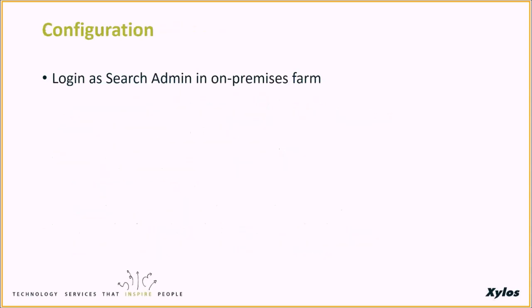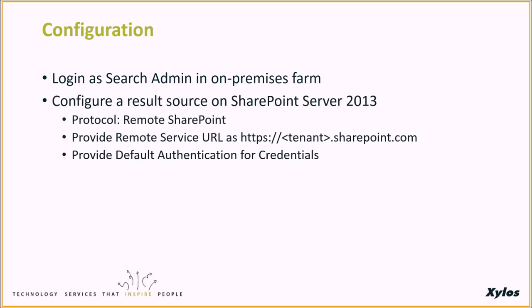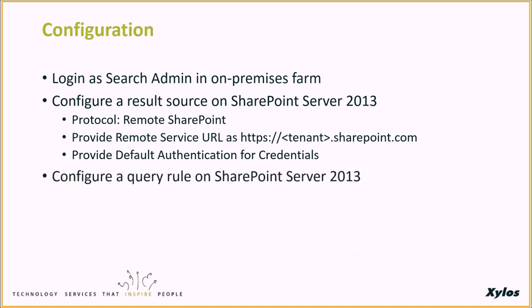Now, how do you configure this one-way outbound search? First of all, you have to log into your on-premises farm as a farm administrator and a search administrator. And then you have to create a result source in SharePoint 2013. I'll show you later on in a demo how that works. So you tell SharePoint, okay, if you issue a search query, you can also send this search query to your SharePoint Online tenant. You give it a remote service URL and you say that it's a SharePoint installation, and then you say that you have to pass your credentials. That's all pretty straightforward. This makes the connection from your search service to make it aware of SharePoint Online.